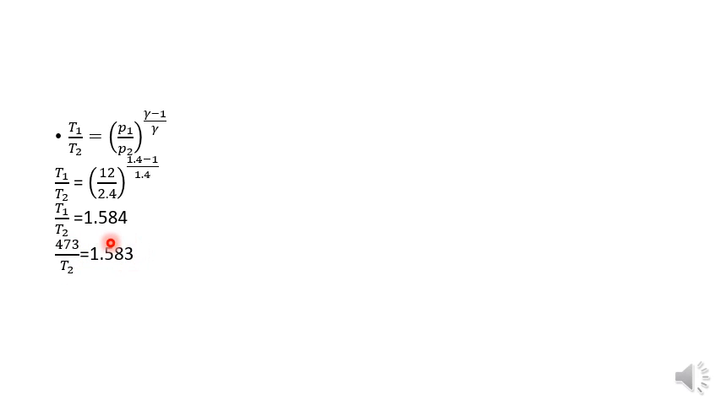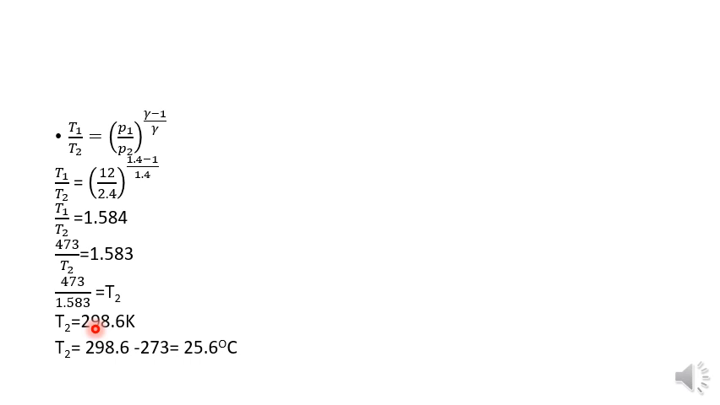So I am bringing this 1.583 into the left side. So 473 divided by 1.583 is equal to T2. So we'll get T2 as 298.6 Kelvin. If you want this in Kelvin, keep it as it is, or simply subtract 273 and we'll get it in degrees centigrade. That is 298.6 minus 273, so 25.6 degrees centigrade. So the final temperature is 25.6 degrees centigrade.